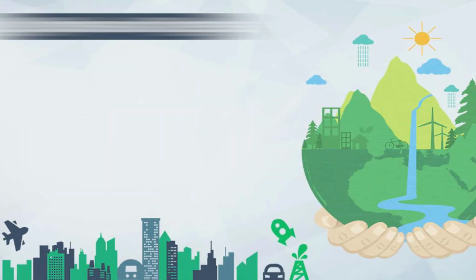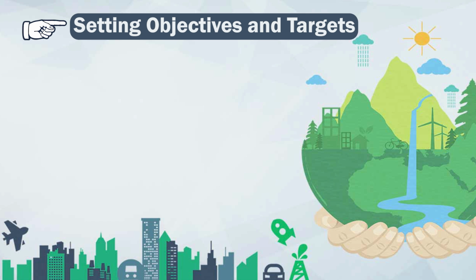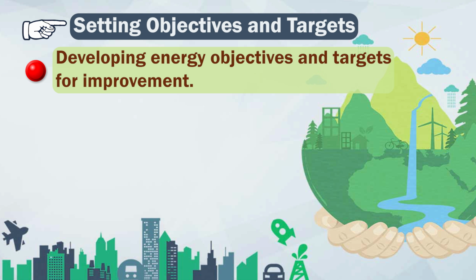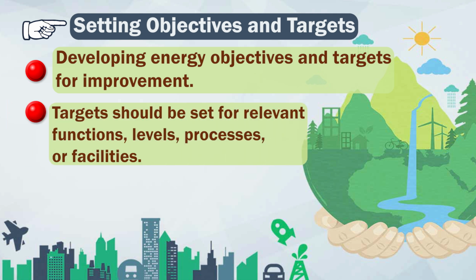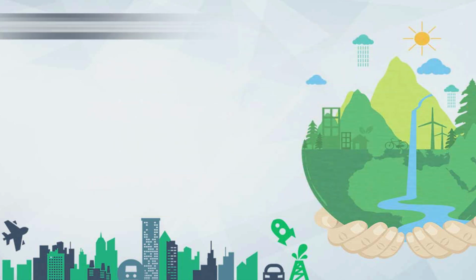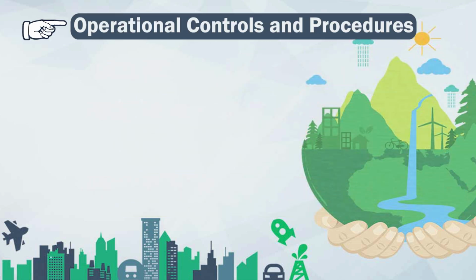Setting objectives and targets. ISO 50001 requires organizations to set energy objectives and targets for improvement. These targets should be specific to relevant functions, levels, processes or facilities within the organization. Action plans should be developed to meet these targets, ensuring that all aspects of the organization are working towards continuous energy improvement.